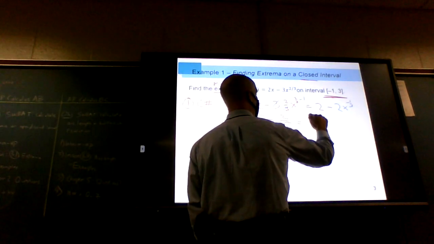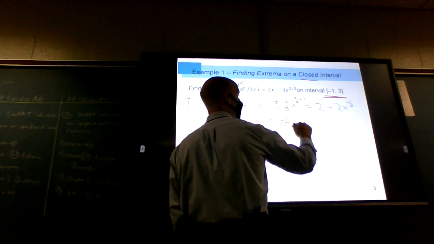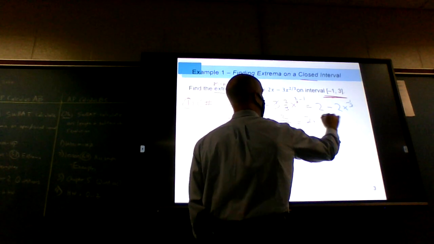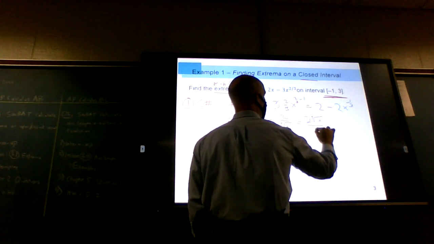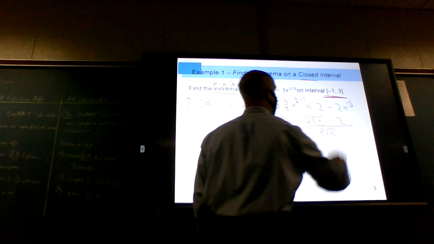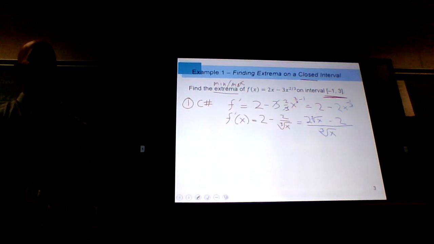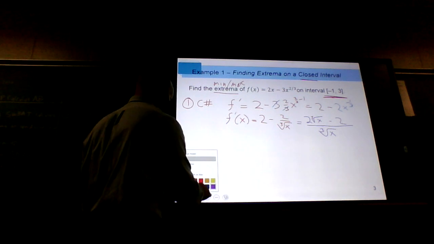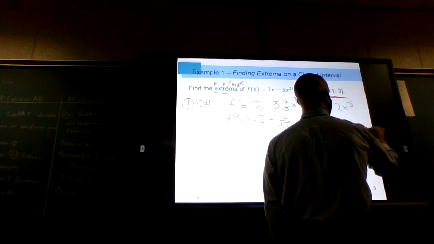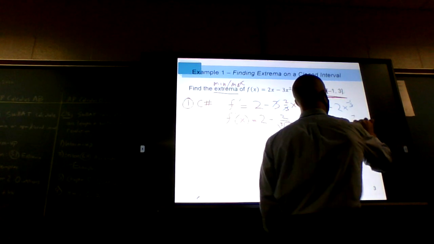So the common denominator here would be the third root of x, I'm sorry. So that'd be 2 times the third root of x over the third root of x, and then minus 2, if I'm not mistaken. Yeah, that looks good, doesn't it? And we are really interested in when this is equal to 0 or DNE. And I'll put a little question mark.